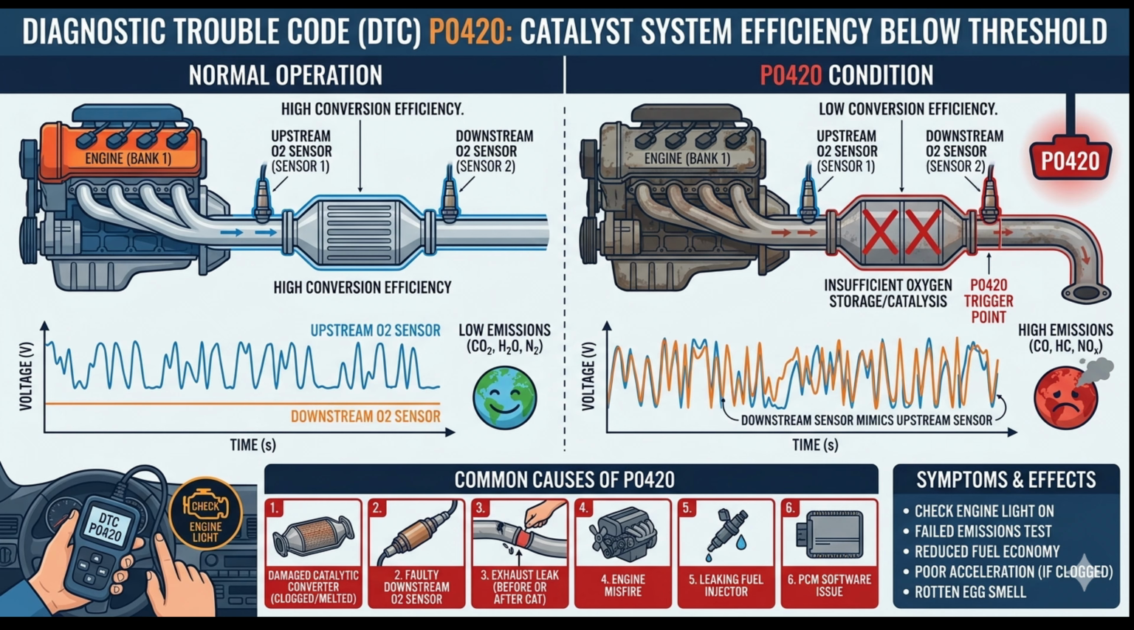After that, a few months later, the check engine code came on. The catalyst system efficiency below threshold. What does that mean? The catalytic converter is not doing a good job at cleaning up the exhaust gases.